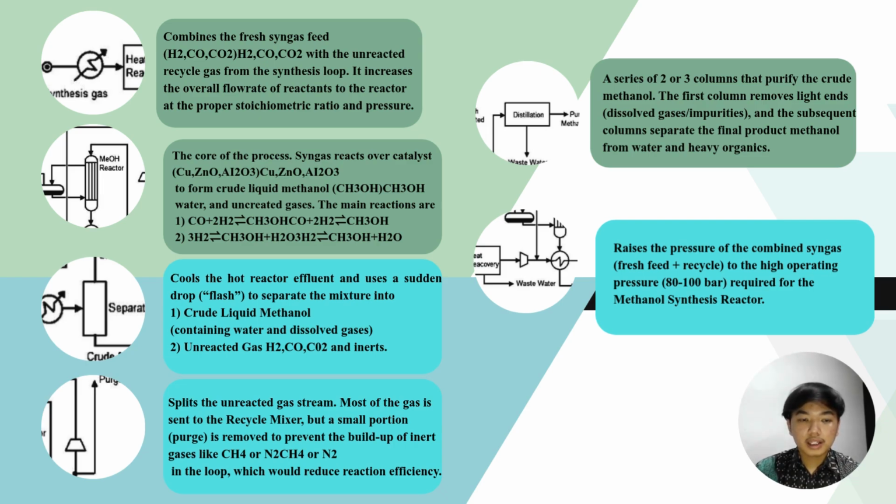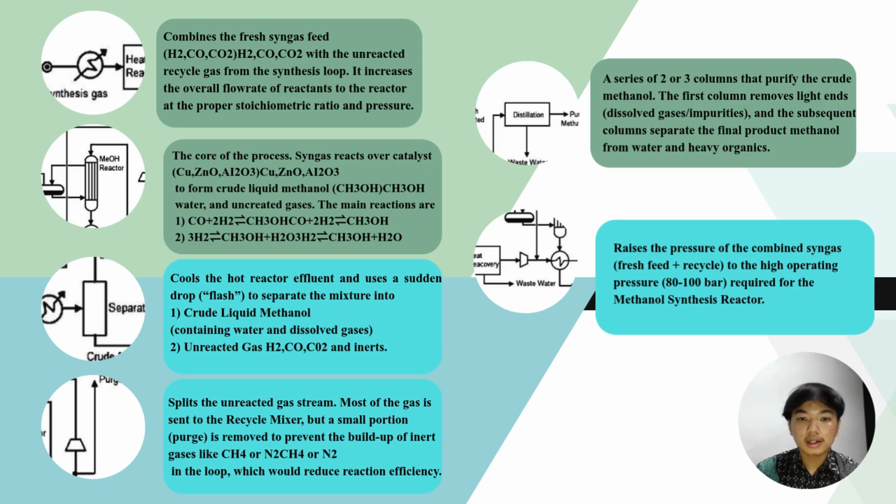Third, we have the separator, which cools the hot reactor effluent and uses a sudden pressure drop, which is a flash, to separate the mixture into crude liquid methanol. Fourth, we have the purge, which splits the unreacted gas stream. Most of the gas is sent to the recycle mixer, but a small portion is removed to prevent the buildup of inert gas like CH4. And the fifth, we have distillation columns, a series of two or three columns that purify the crude methanol.